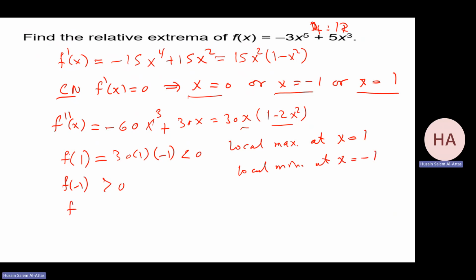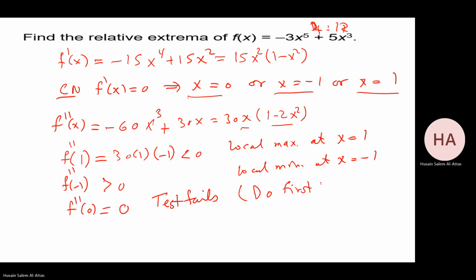What about, I'm talking about f double prime, sorry. This is f double prime. At 0 will be what? Will be 0. That means what? Test fails. So what I need to do is the first derivative test.